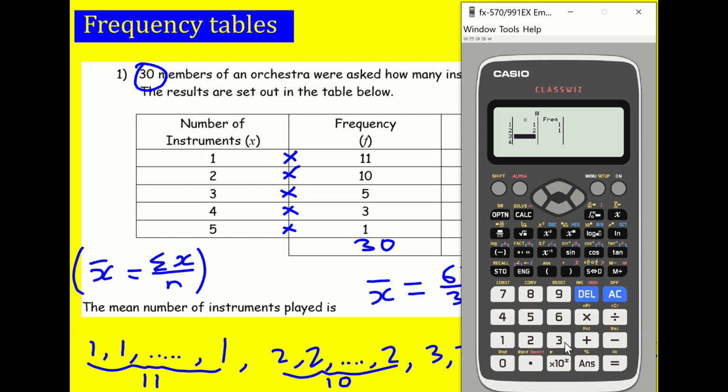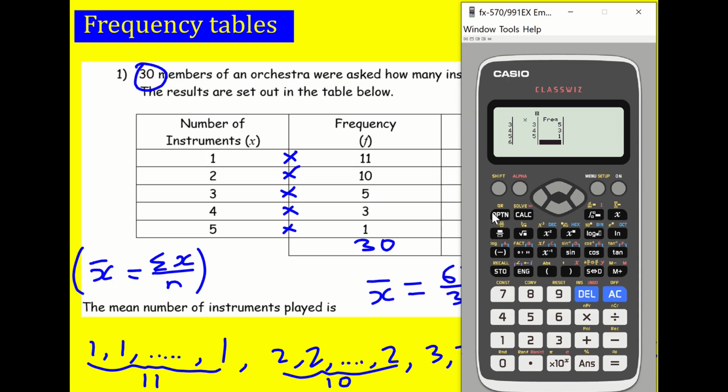Equals sends me down, so 1, 2, 3, 4, 5. By default, they are given a frequency of 1, so you can still use this function for listed data. It's worth just keeping it in this mode. 11, 10, 5, 3, and 1. Okay, I've filled in all my data. What do I do now?